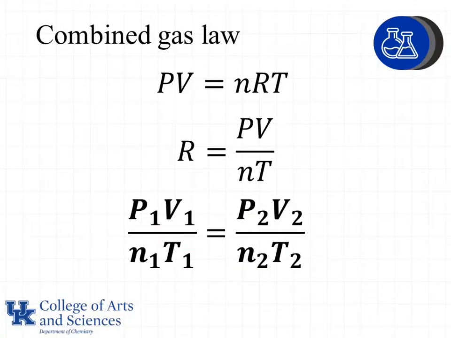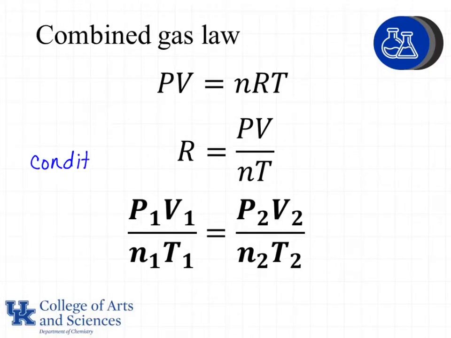The way we do this is by looking at 2 sets of conditions. Note that R equals PV over nT, and even if we change the conditions, that equality is still true. R still equals PV over nT. Therefore, if 2 values are equal to R, they must be equal to each other.